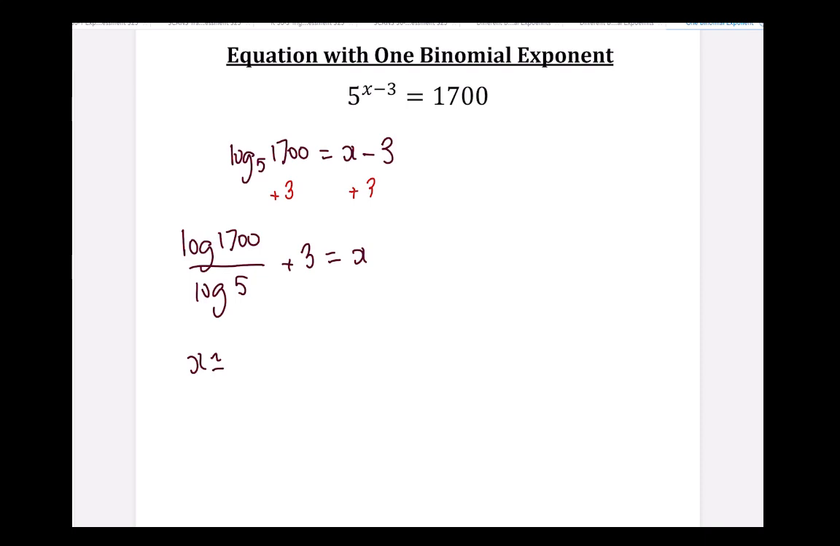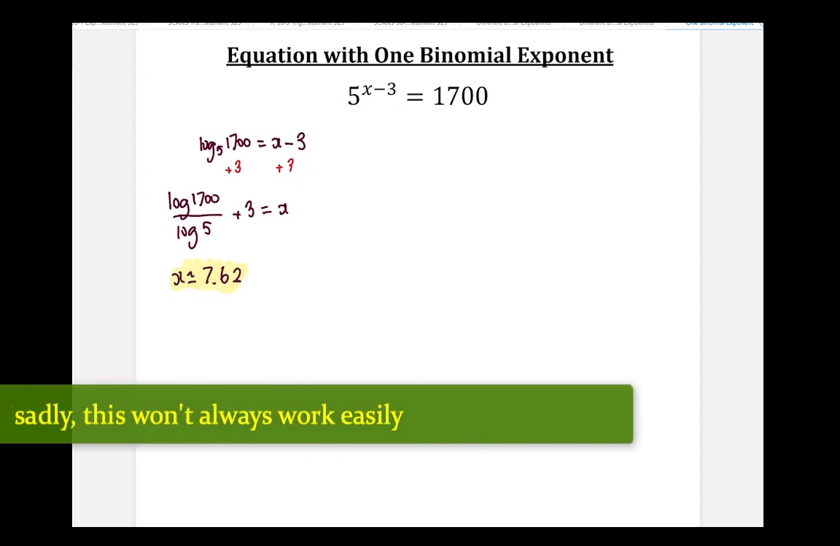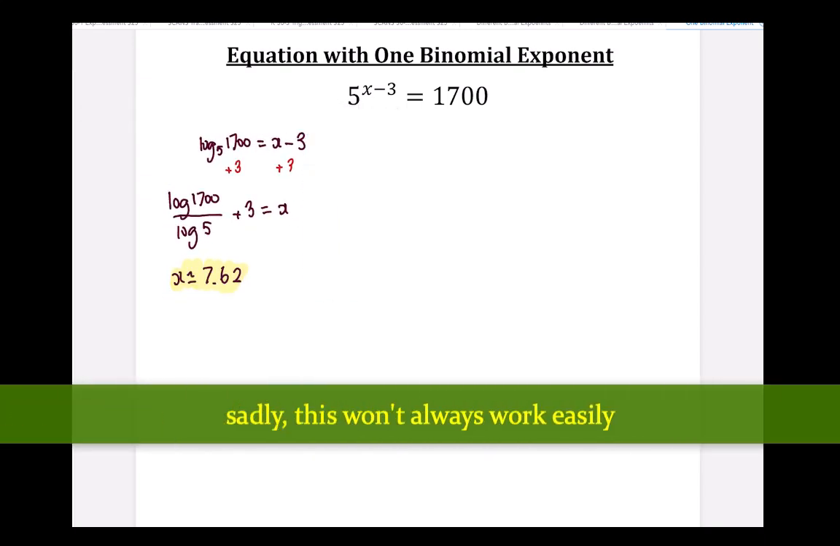We'll plug this into our calculator, and we'll see that x equals approximately 7.62. And just like that, we've solved this question in less than a minute. Nevertheless, let's try another approach that will be more helpful when we get to a more advanced question.